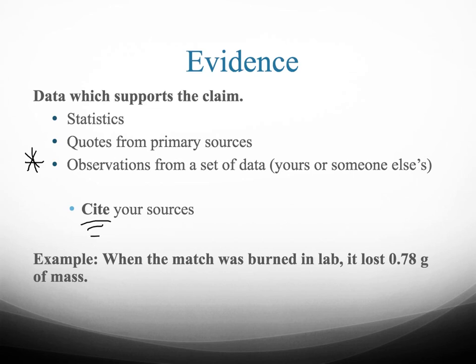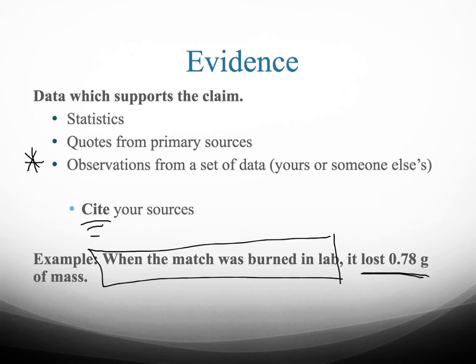And an example of this would be when the match was burned in lab, it lost 0.78 grams of mass. So this is relating back to our claim before. And so this was an example of something we actually measured. You'll notice that the citation is cleverly placed in this front half of the sentence. If you were using somebody else's data, you would want to cite their last name, the year that it came out. But since you did it, this part of the sentence is plenty.